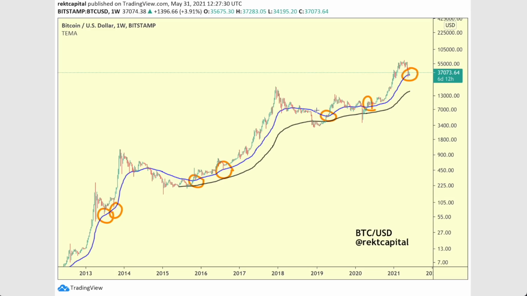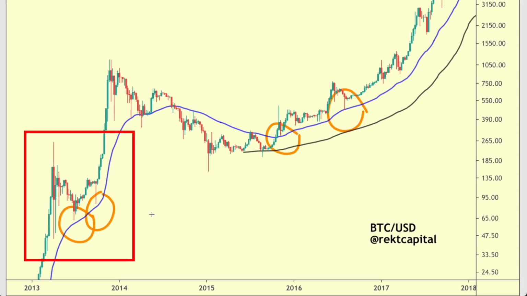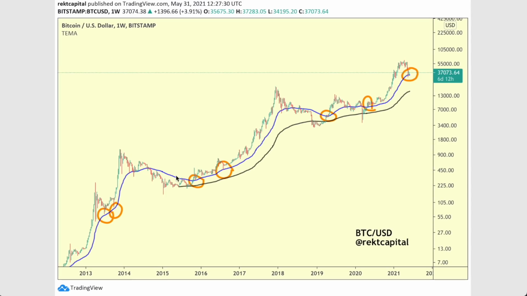One of those similarities, of course, being the 50-week moving average. You can see right over here that in mid-2013, we saw price maintain the 50-week moving average really nicely as a support, and that's what needs to happen for a bull market to continue, because losing it, of course, means that we see further downside.